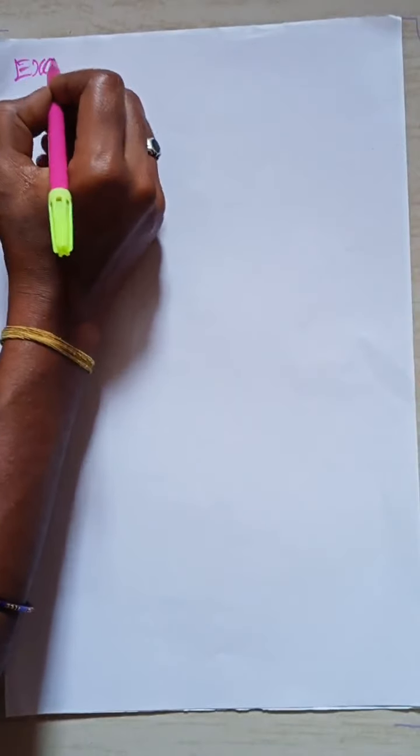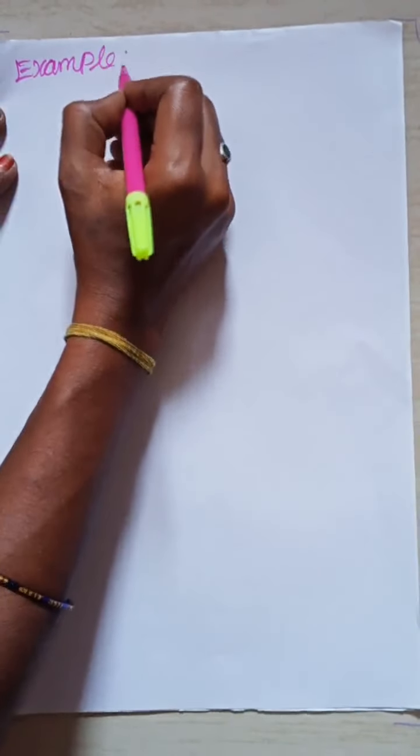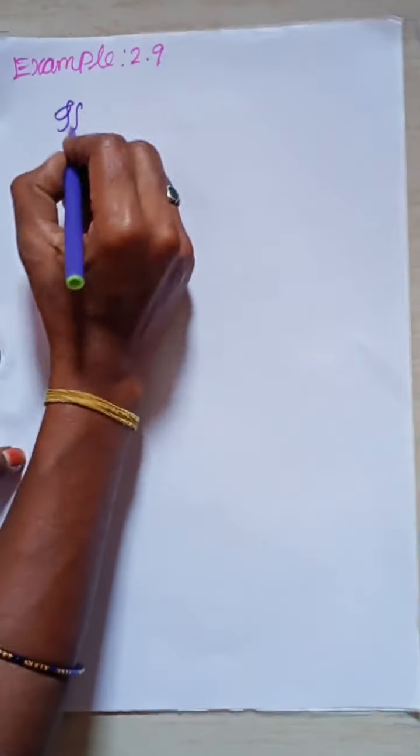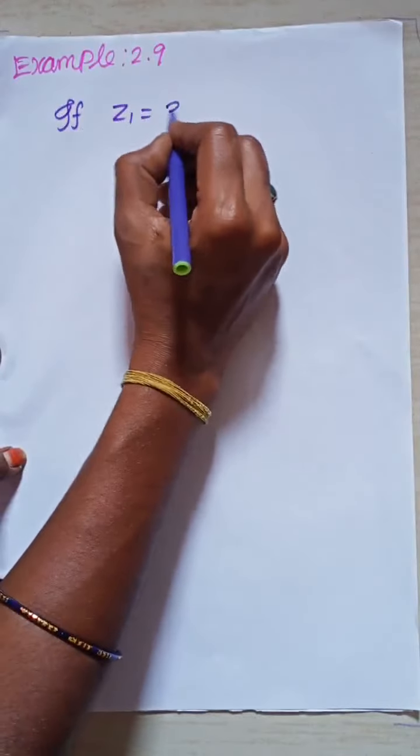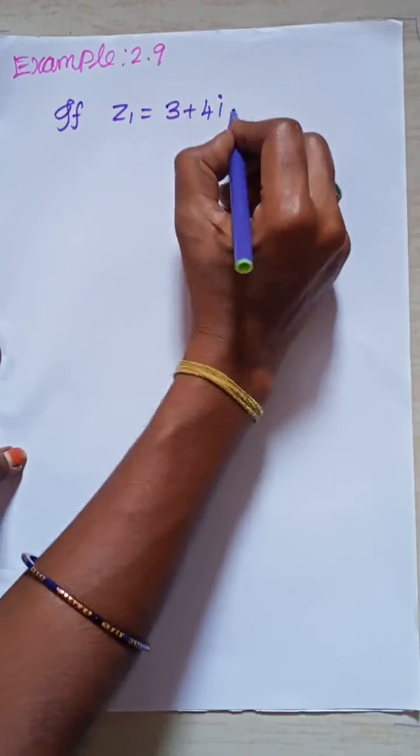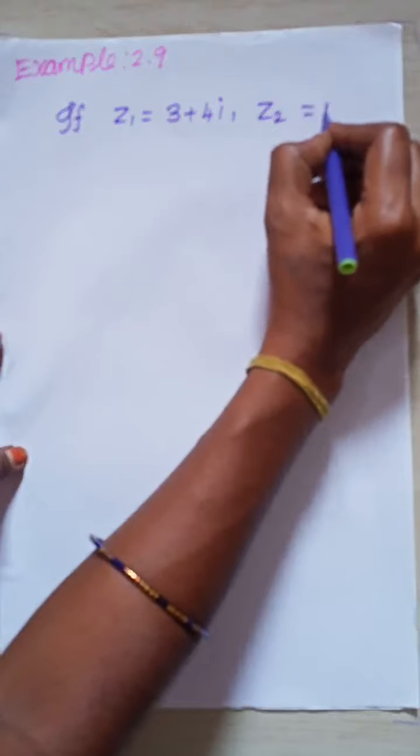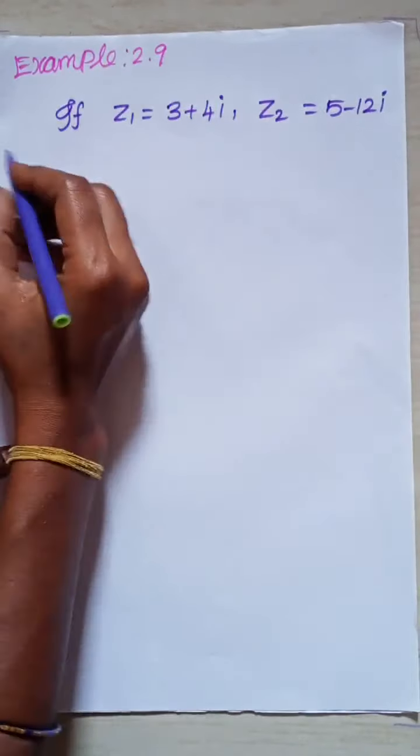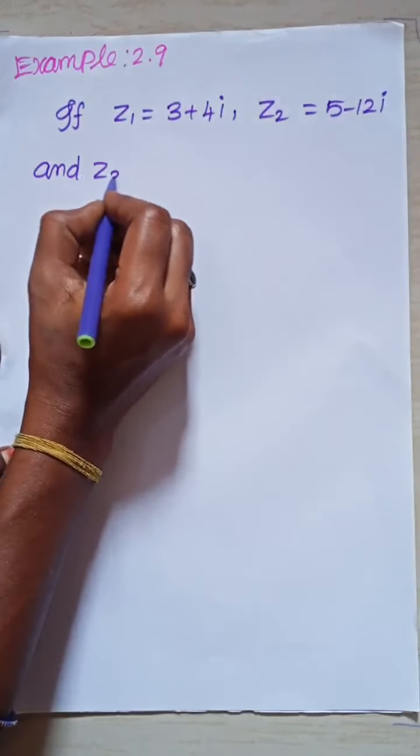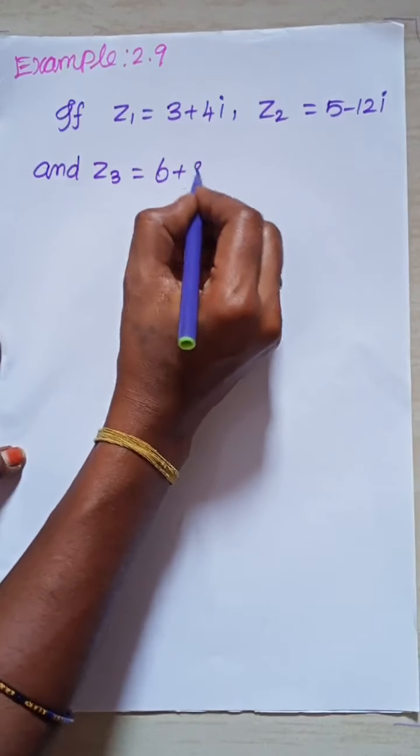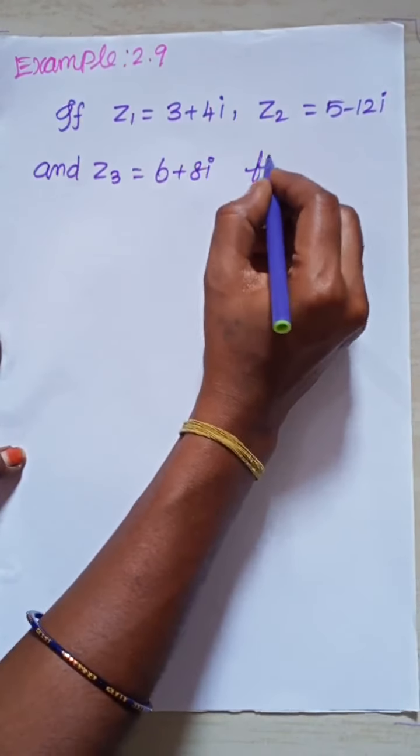Next, see example 2.9. Example 2.9: z1 is equal to 3 plus 4i, z2 is equal to 5 minus 12i, and z3 is equal to 6 plus 8i. Find it.